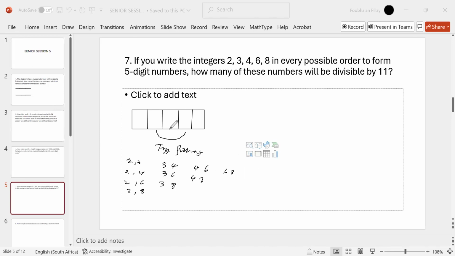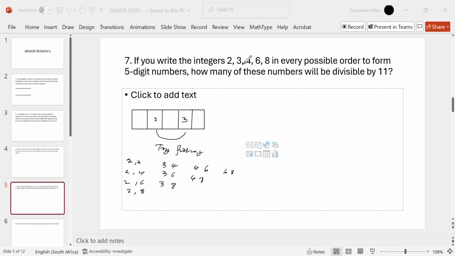Right? So you can fill in those two. Now, in each case, you have to ask yourself, what remains? And then you subtract, and you see whether the answer is 11. So suppose I put 2, 3 here, for instance.